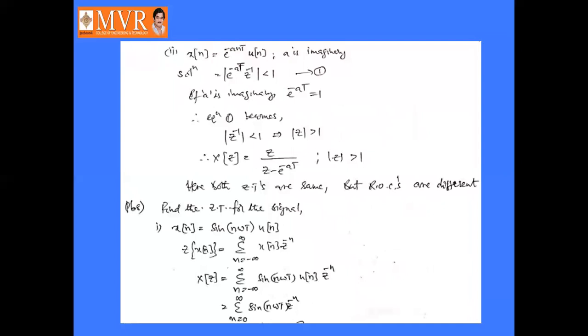Then second bit, if a is imaginary, then the solution requires mod e power minus aT into z power minus 1 must be less than 1. That is equation number 1. If a is imaginary, then e power minus aT value will become 1. So equation 1 becomes mod z power minus 1 less than 1, or z greater than 1. So therefore the solution X of z is equal to z by z minus e power minus aT, with mod z greater than 1. Here both Z transforms are same, but ROCs are different.